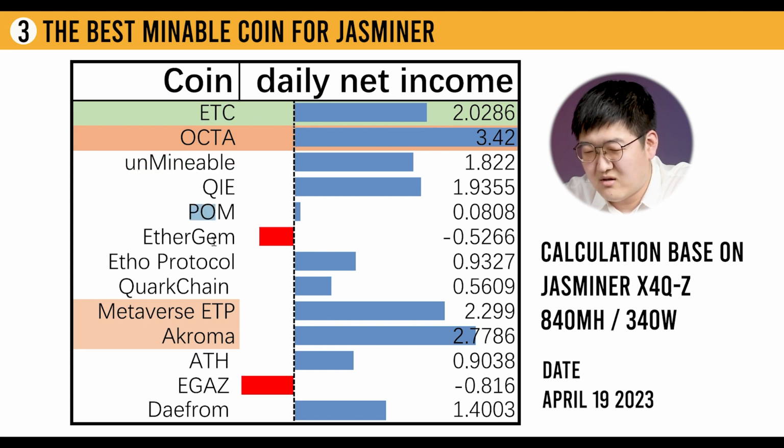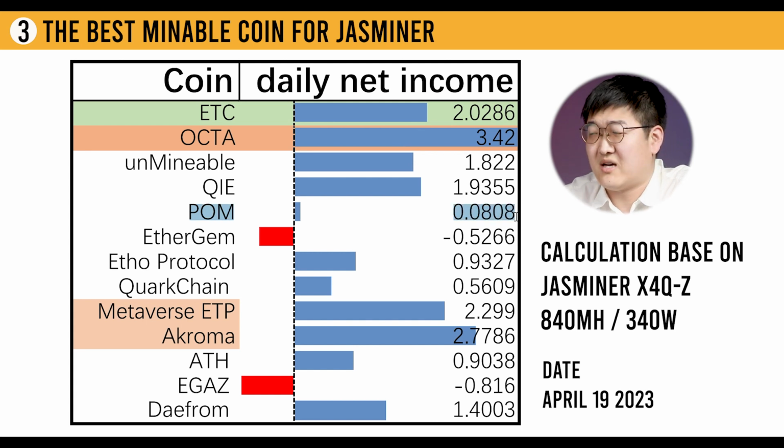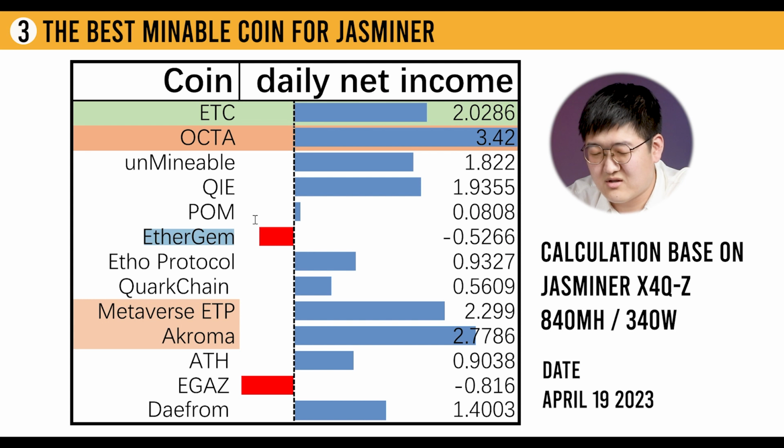So QIE POM, which is proof of meme, was quite popular maybe in the last two months. Many of my clients are requesting to mine this POM. It's mineable on Jasminer, but like I said, the income is quite low and not stable. And then Ethergem is also a famous altcoin for the ETC hash token, but it's not profitable. You are having a net loss.